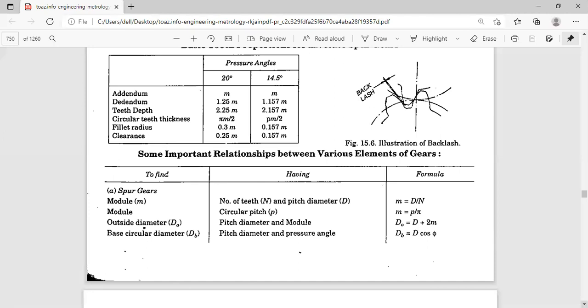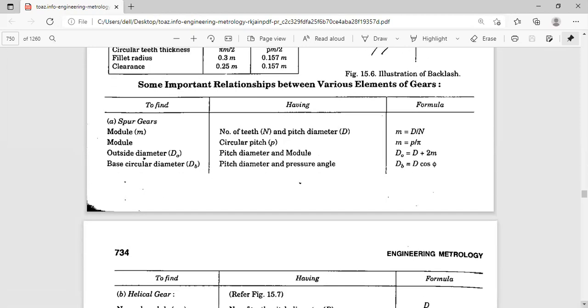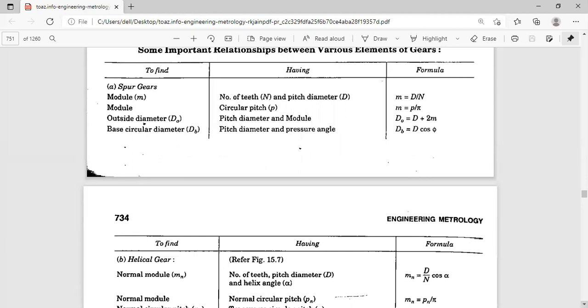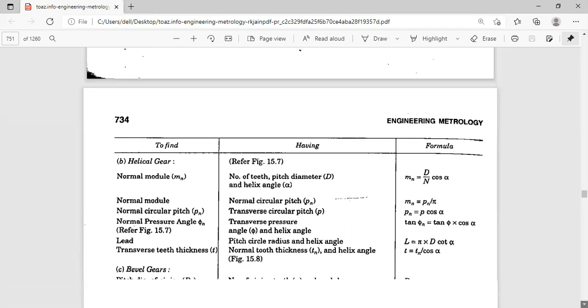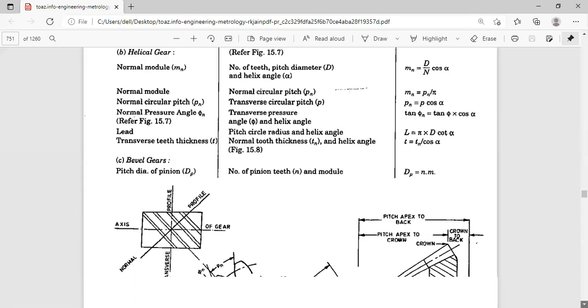All that you have to learn. So all these are important relations between the various elements of gears. In order to find out the particular elements of the gear tooth in terms of module M, outside diameter D naught, and the base circle diameter dB, we have this. We are not worried about the helical gear, because you just try to see that in the design part. Here, in the syllabus, we have only spur gear metrology, that is only for the straight tooth spur gear. That's also we have to be very specific.